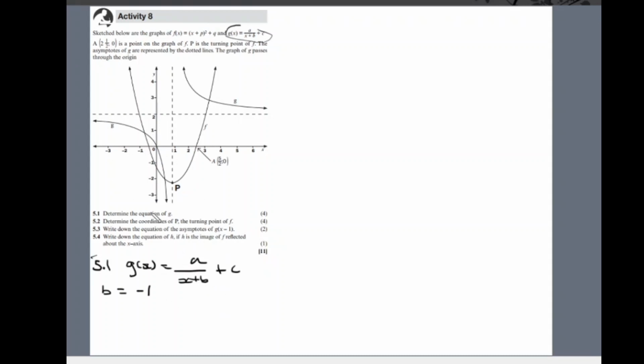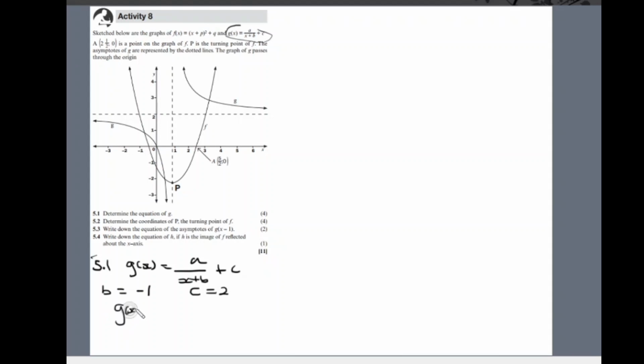And then the horizontal asymptote is this one. The equation of the horizontal asymptote, we know, is y equals 2, which means the value of c will be 2. The value of c will be 2. So what's remaining now is to get the value of a.